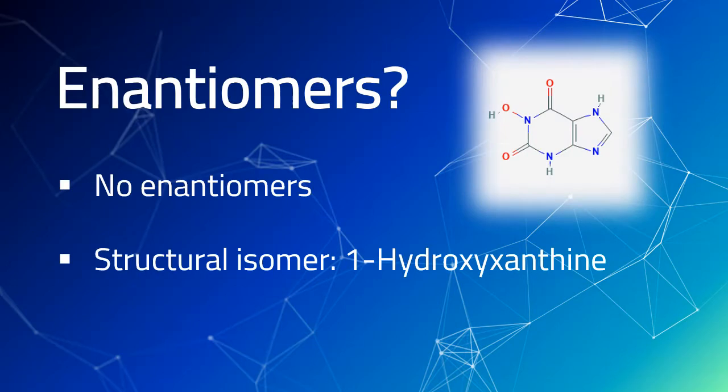When it comes to the symmetry of uric acid, no enantiomers could be found. However, I did find a structural isomer, 1-hydroxyxanthine. As you can see in the picture to the upper right, if you were to compare this picture with the picture of uric acid, you would see it's very similar. There are minor differences that make it not an enantiomer, but instead a structural isomer.